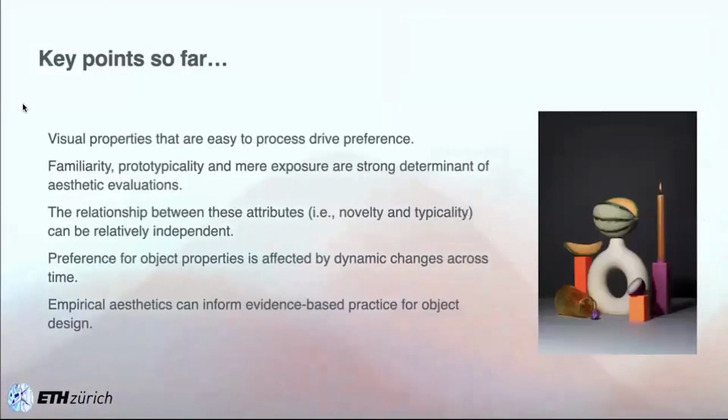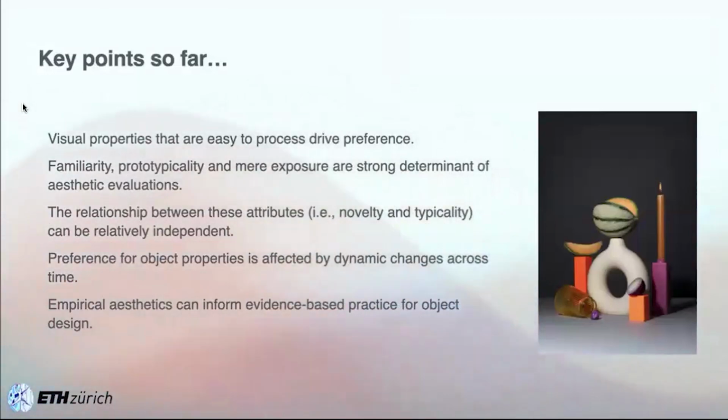So, key points so far, and maybe we'll end here and go to questions, even though my next slides were about architecture per se. Maybe thinking about these more basic primitives isn't a bad place to stop anyway. What we can see is that visual properties that are easy to process often drive preferences at a generalistic, population level. Once you get experts involved, things do get a bit more complex.